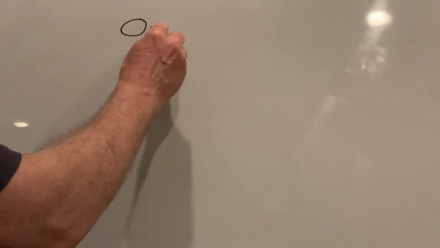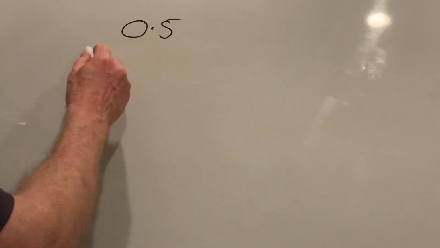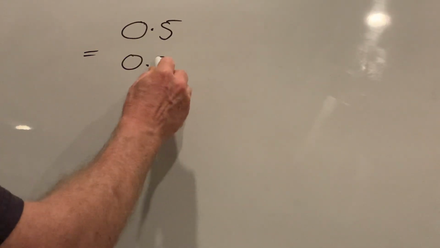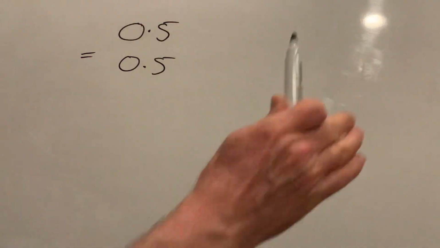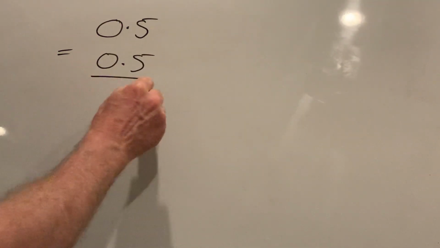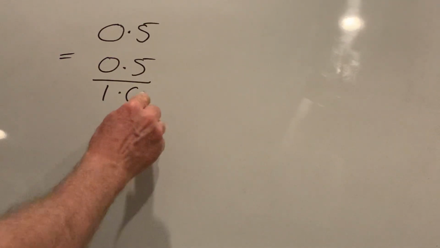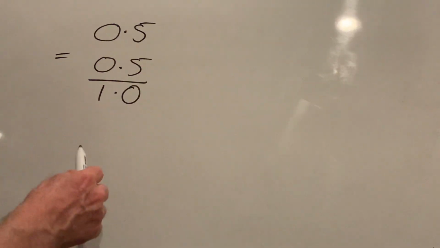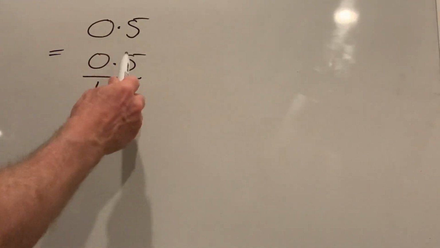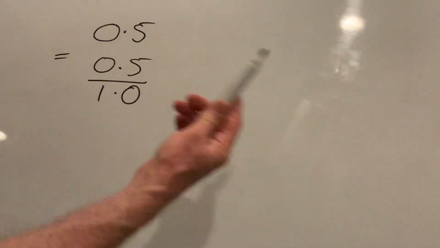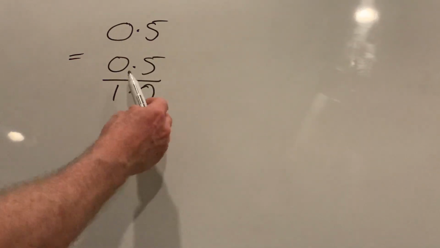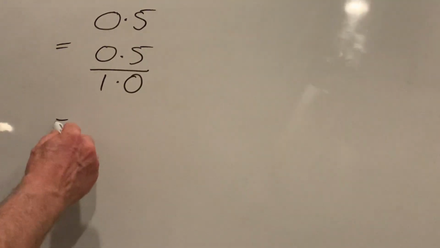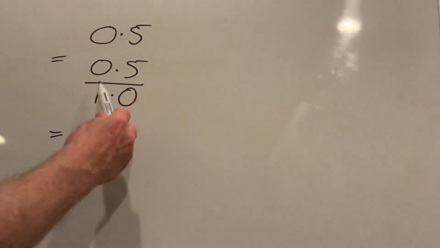So, I think you'll agree, 0.5 equals 0.5. Is everyone with me so far? Yep. Over 1.0. Anything over 1 is the same as itself. So 0.5 on 1 is 0.5. So 0.5 equals 0.5 on 1.